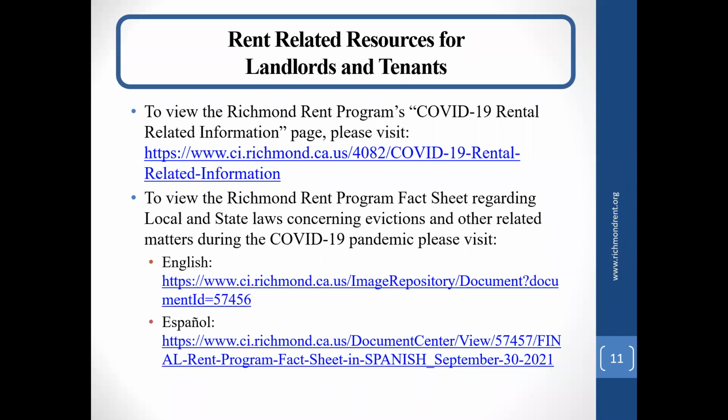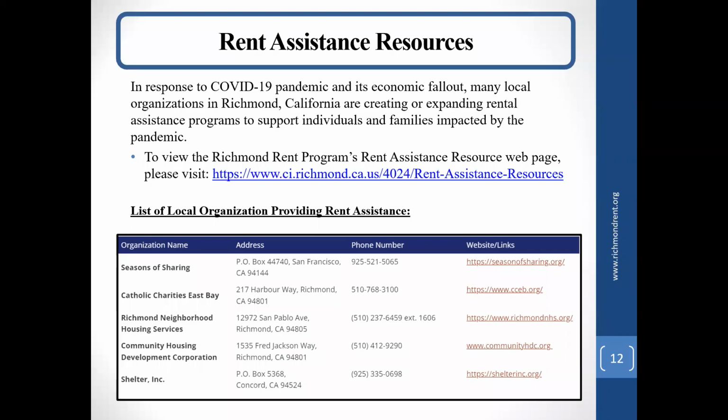Presented are the web pages for a fact sheet for both landlords and tenants. Also, there's a link that provides the latest information on COVID-related rental laws. Please review and contact our program with any questions. Presented here is a link and listing of rental assistance that is still available for Richmond tenants and landlords. Please contact our program with any questions or referrals.